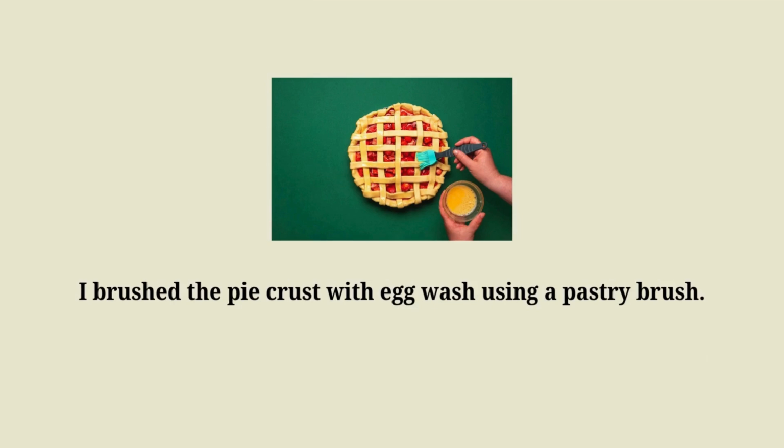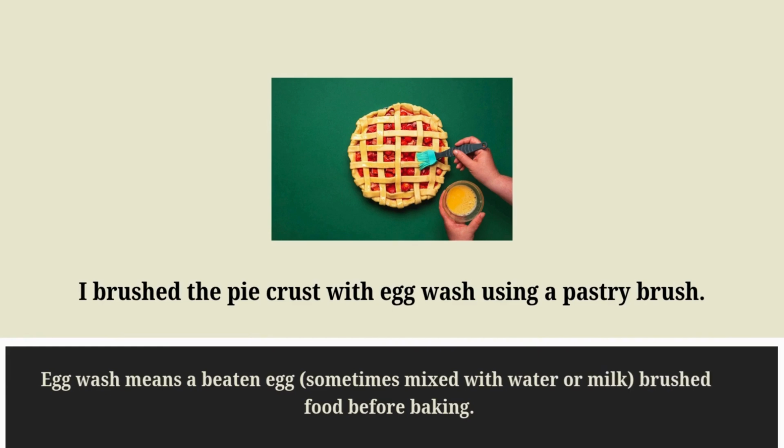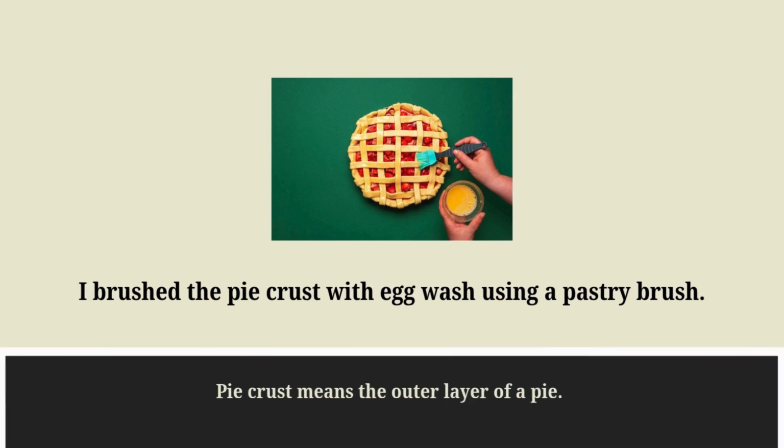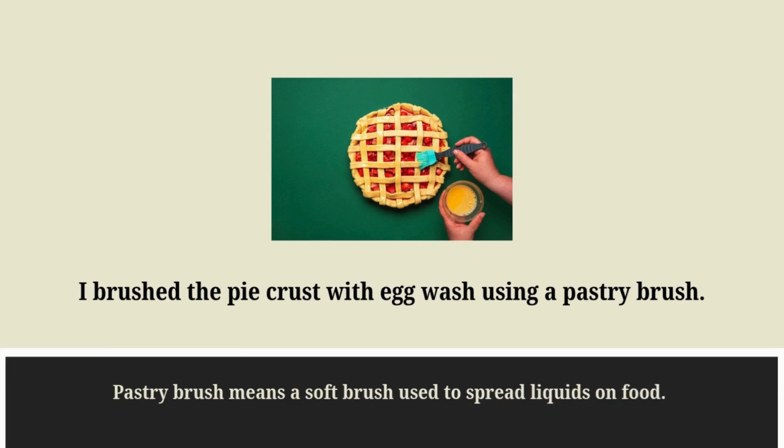I brushed the pie crust with egg wash using a pastry brush. Egg wash means a beaten egg, sometimes mixed with water or milk, brushed on food before baking. Pie crust means the outer layer of a pie, and pastry brush means a soft brush used to spread liquids on food.